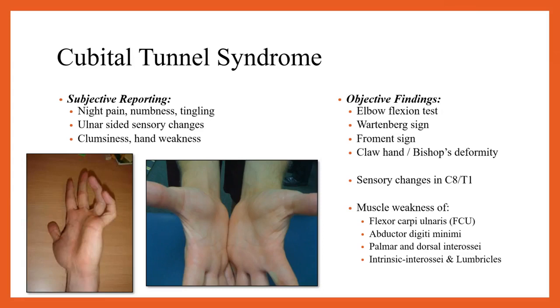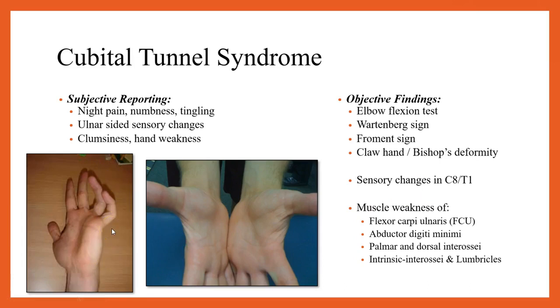Subjectively, they're going to complain of night pain, as I just said, numbness, tingling. So if they're sleeping, cuddled up and their elbow's bent, they're going to complain of night pain because they're going to get compression through that nerve. Ulnar-sided sensory changes, clumsiness, hand weakness, okay? All these things. You'll see intrinsic muscle loss of the hand, as you can see in the picture down here. You'll see something maybe called claw hand deformity here, or Bishop's deformity.